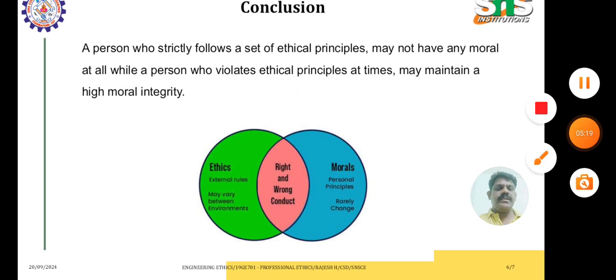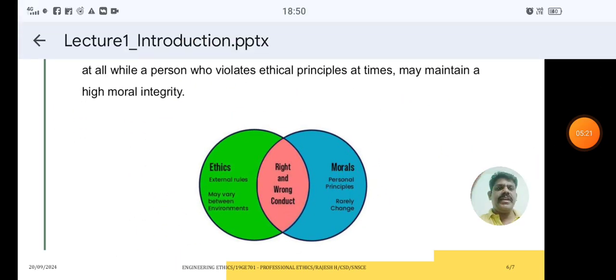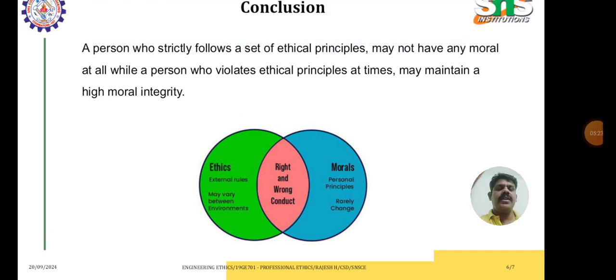Fine, students, now we have come to know what engineering ethics is, and the difference between morals and ethics.